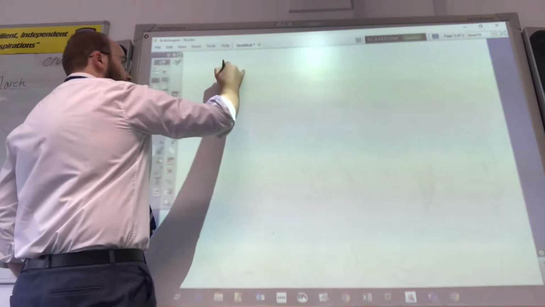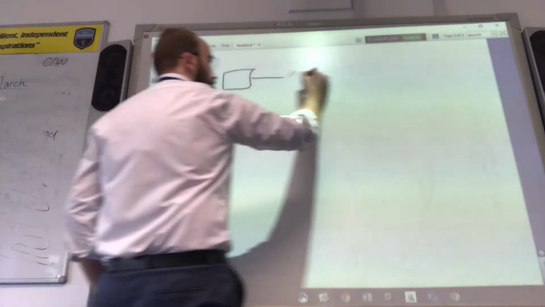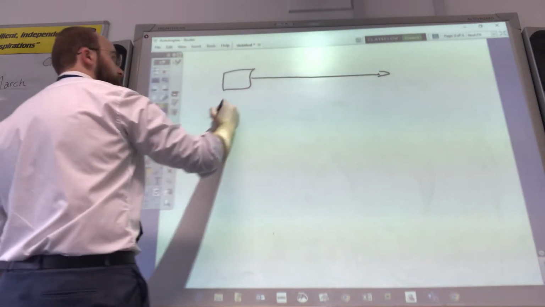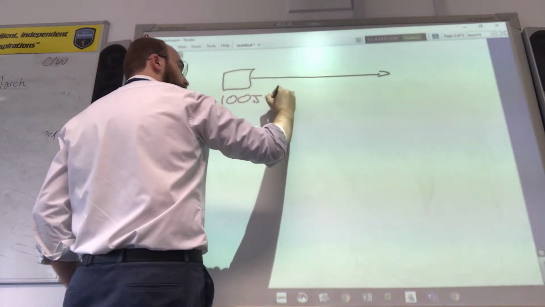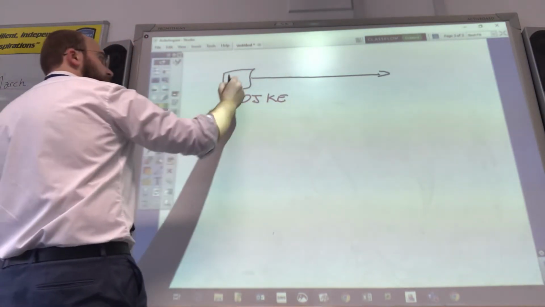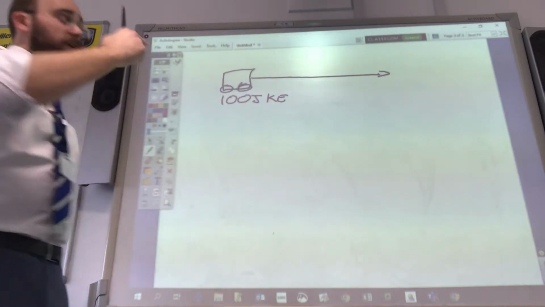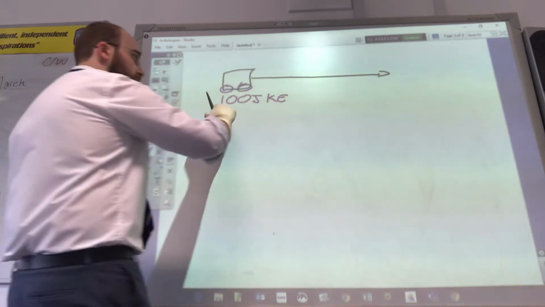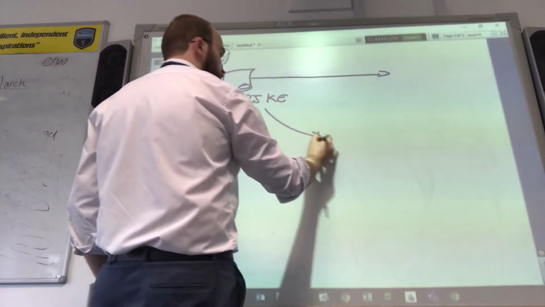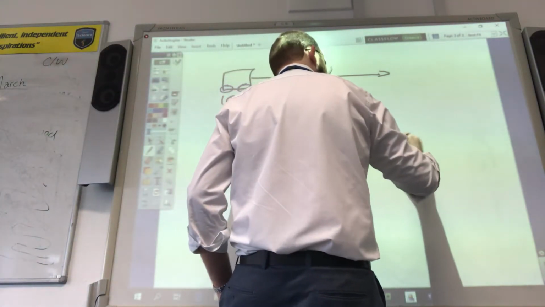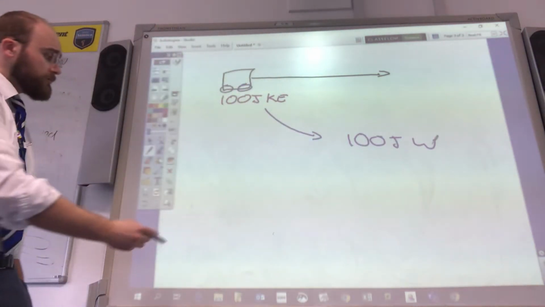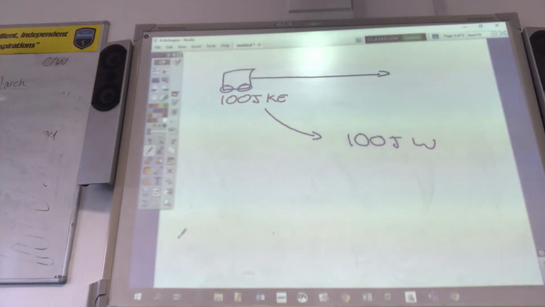If I have got an object moving in a particular direction, and that object has got a certain amount of kinetic energy, and it is on wheels and has brakes, and those brakes stop the object, the 100 joules of kinetic energy will be transferred to 100 joules of work. So the kinetic energy will be transferred to work. This will be the force of friction on the brakes for a particular distance in space that's going to reduce the kinetic energy of whatever object is moving.